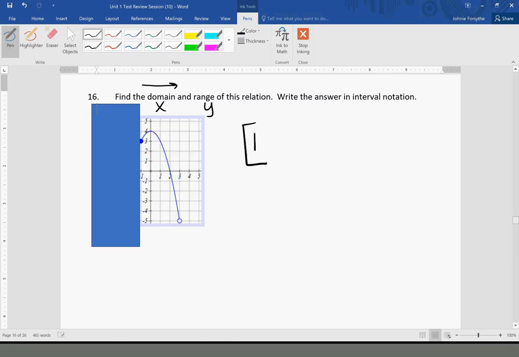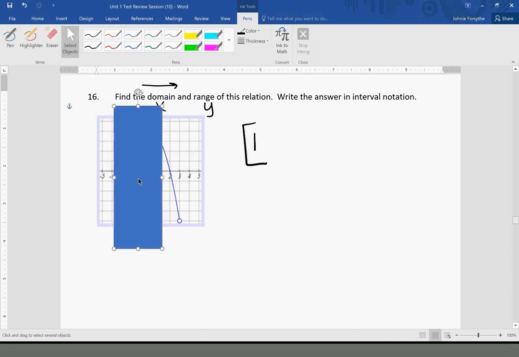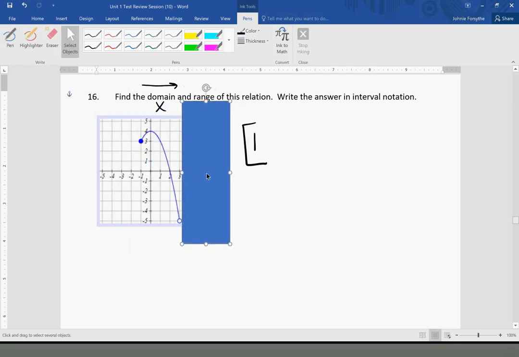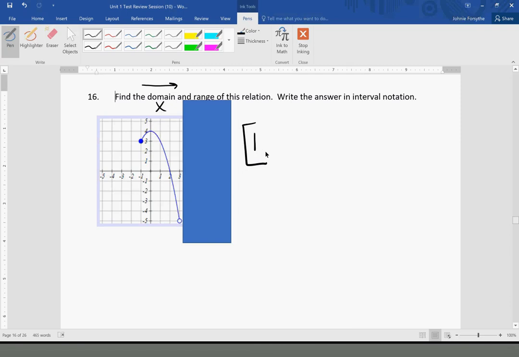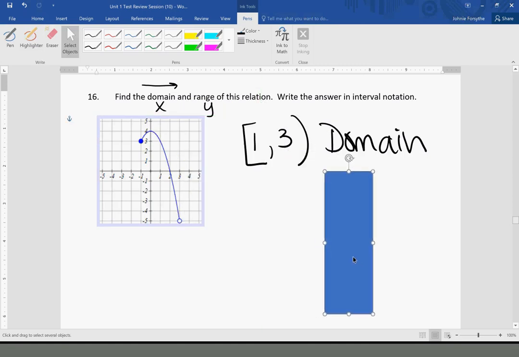And your graph starts at 1. We're talking about our x values. And the x values, the graph covers all the way to 3 on the x-axis. So the interval for your domain would be 1 all the way to 3. Now, we're not going to include 3 because it's an open circle, so we're going to use parentheses. So this is the interval describing the domain of this relation. Okay? And you always think left to right, smallest to largest.